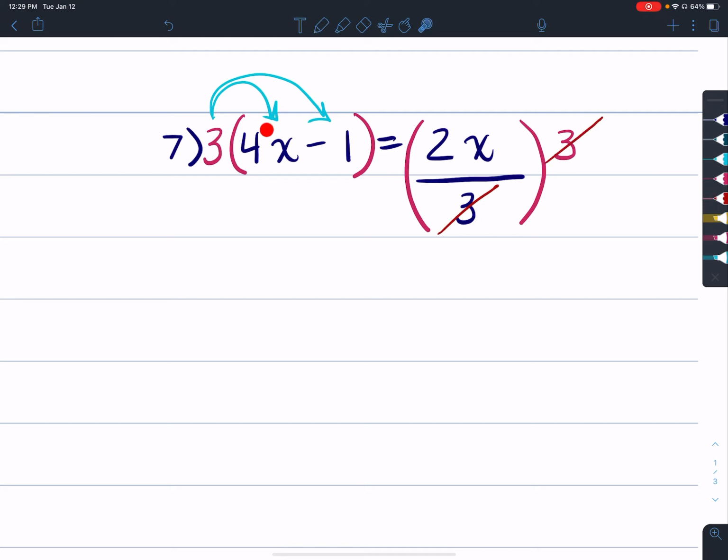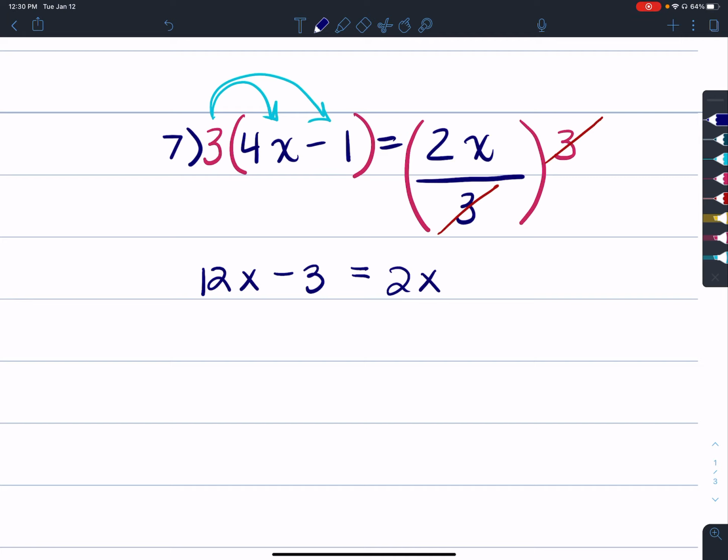So over on the left, we get 3 times 4x, which will give us 12x. 3 times minus 1, sorry, will give us minus 3. Equals, and then these two 3's cancel out, and we just get 2x on this side.